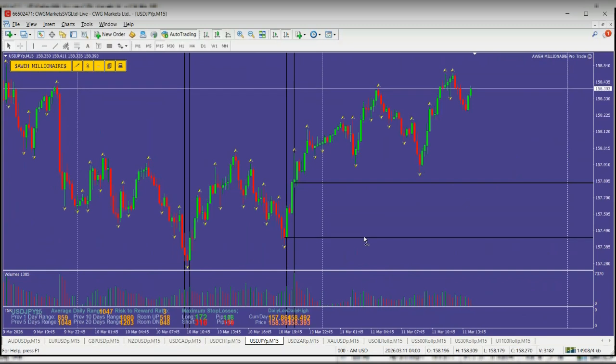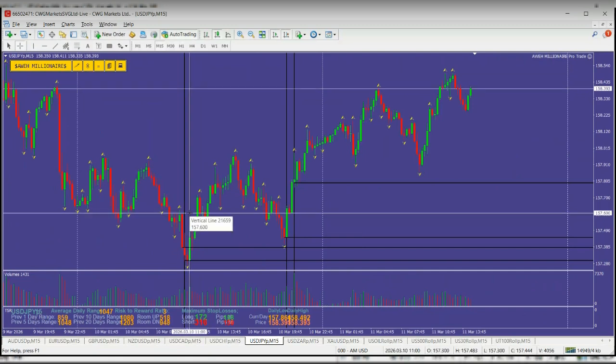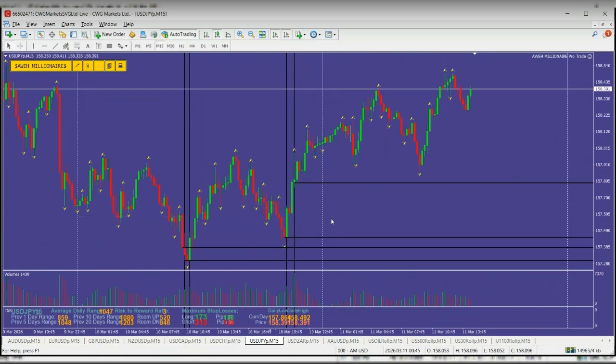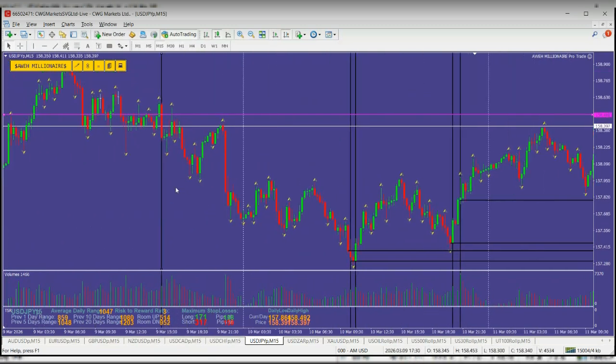Another one here. This one down here. And this one down here. Okay, which is all levels of demand, as you can see here, where price pushed up with high volume. And this one over here as well. Then for supply, which we identified from the 4-hour time frame, starting here, March the 9th.